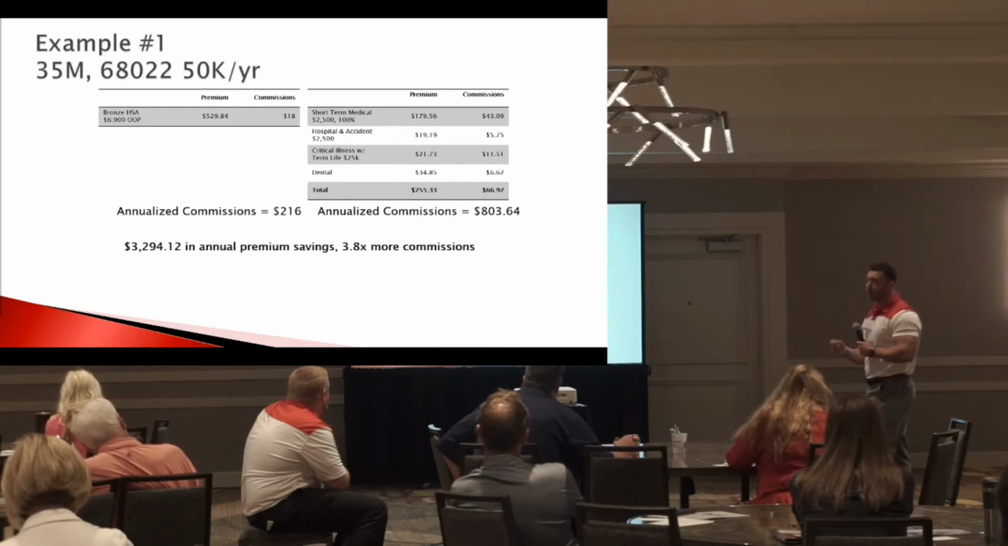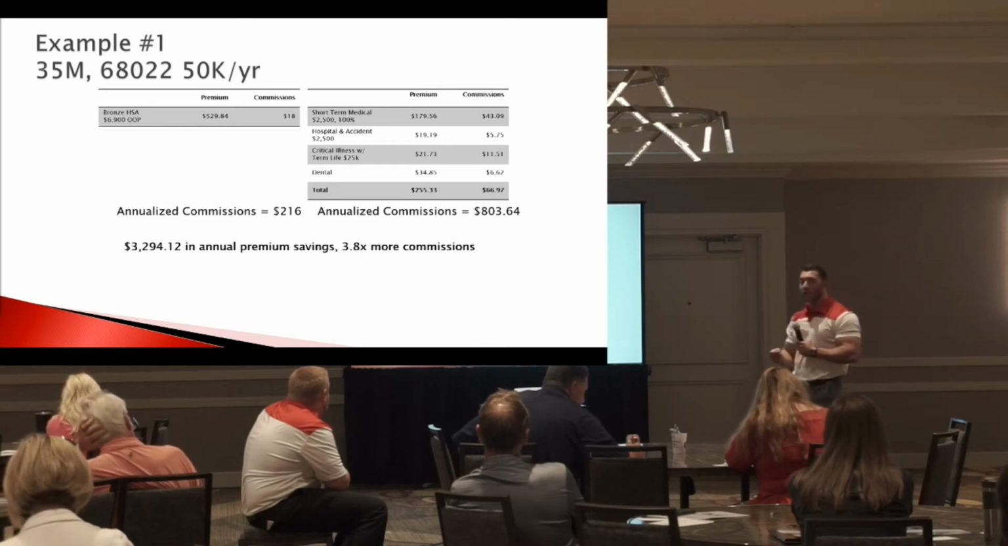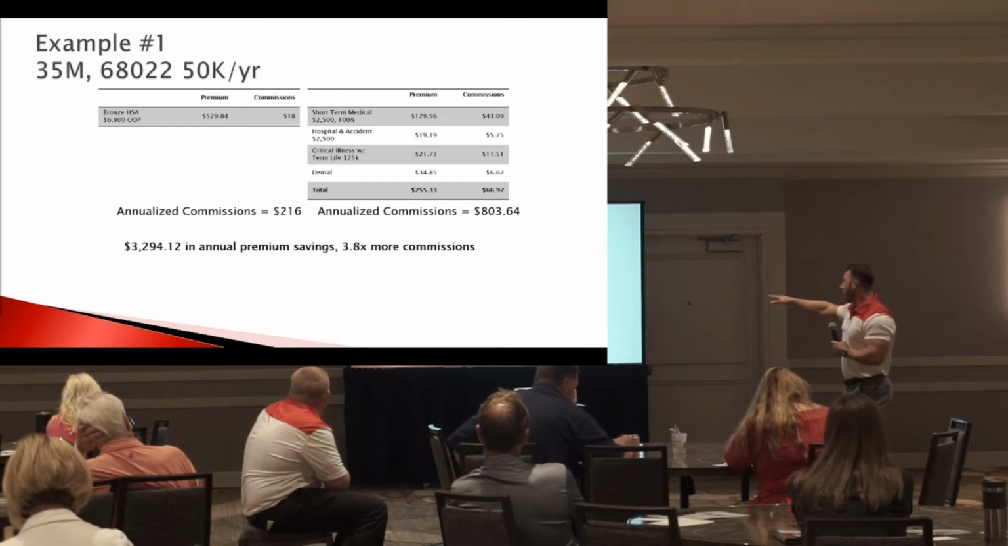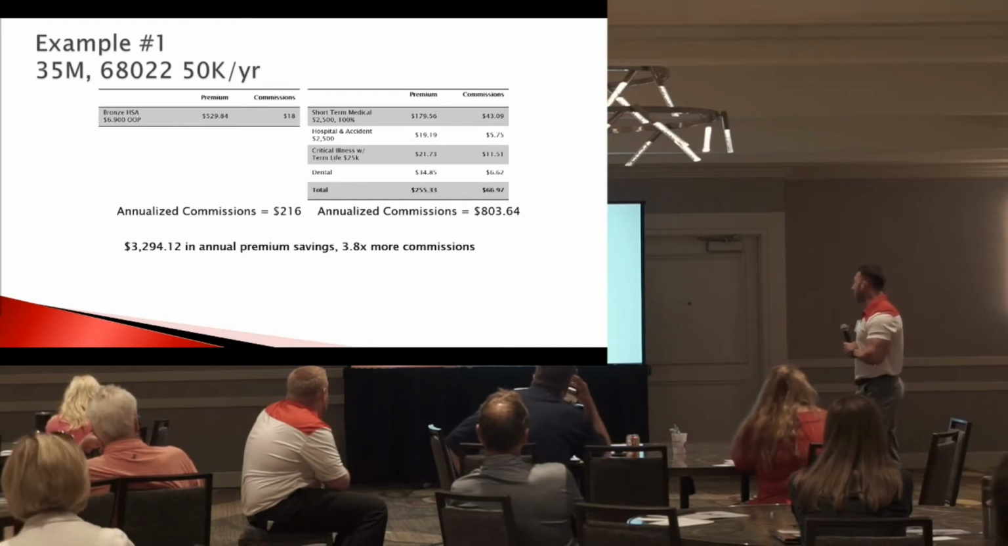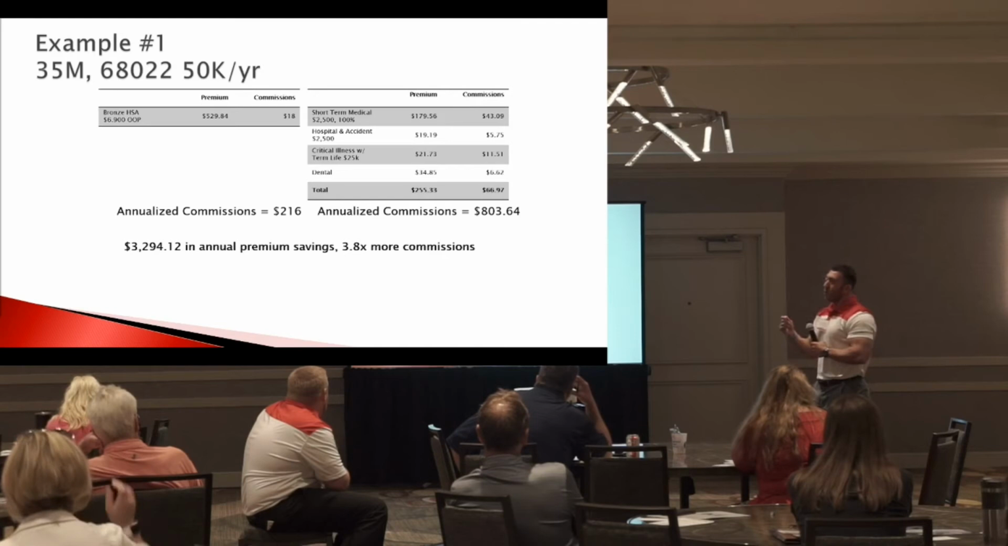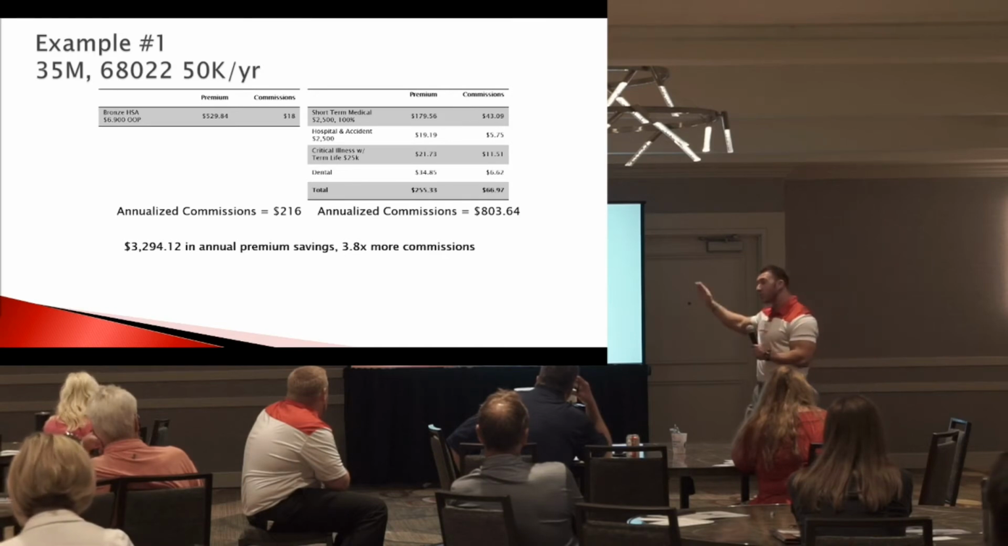And you're going to get heavily rewarded on this, and this is where a lot of agents are missing out, in this specific sector, because look at the difference in annual commission. $216 for the ACA plan versus $803. So we've saved them over $3,200 in premium. But we're actually saving them a ton more than that. That's just what they're saving in premium.